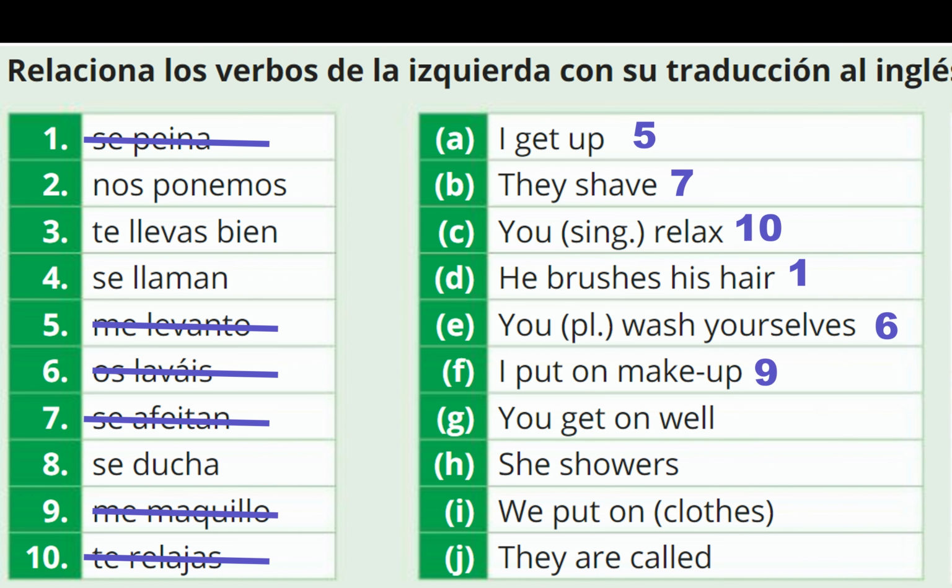You get on well, as in you get on well with your brother, your sister, your uncle, your aunt, etc.: número 3, te llevas bien. She showers: número 8, se ducha. We put on clothes: número 2, nos ponemos. And the last one, they are called: se llaman, número 4.